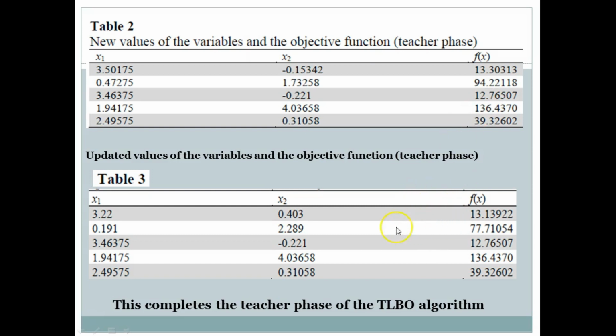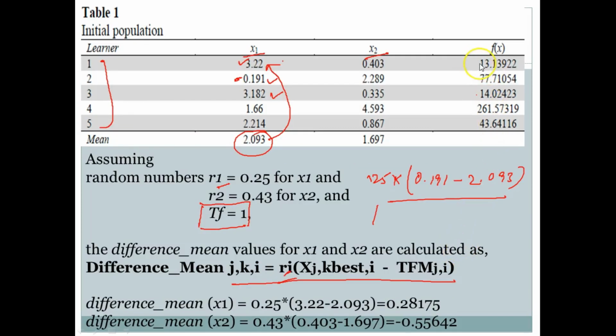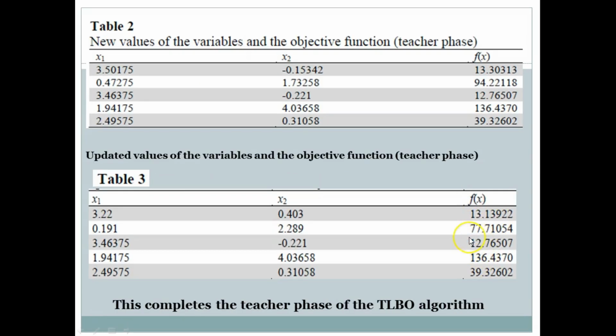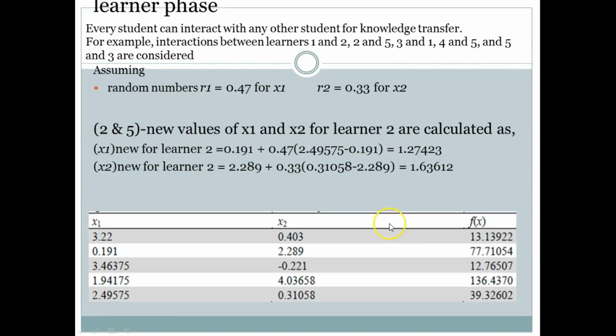So finally we'll move to table 3, which is the improved result for all the learners. Here these are the overall improved values compared with the initial values. This is the initial status, and after completing the first phase, this is what we have achieved. This completes the teacher phase of the TLBO algorithm, and we will move to the learner phase, and these values are taken into consideration to do the calculations in the learner phase.